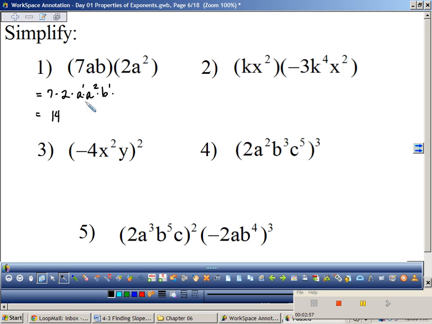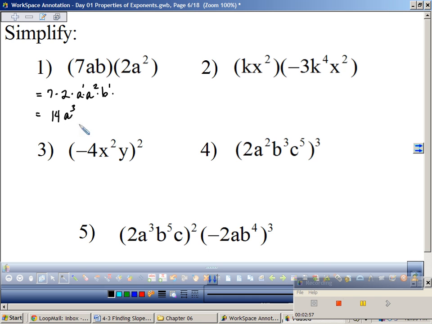Okay, so 7 times 2 is 14. A cubed and a squared is a to the 3rd, right? Because I have 1, and then I have 2 more being multiplied by each other, so I have a total of 3 being multiplied by each other, times b. So that's that one simplified completely.